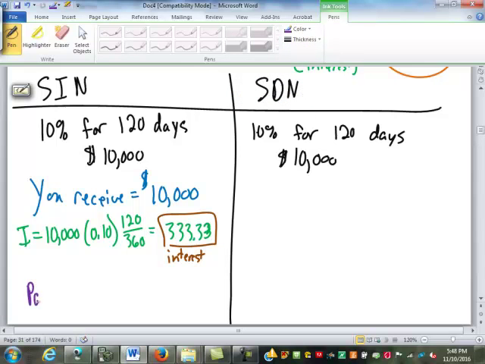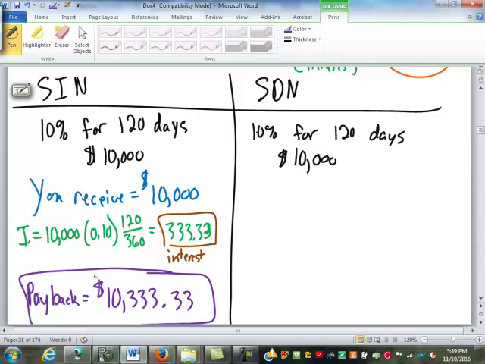Which means you pay back $10,000 plus the $333.33. So $10,333.33 is what you pay back.